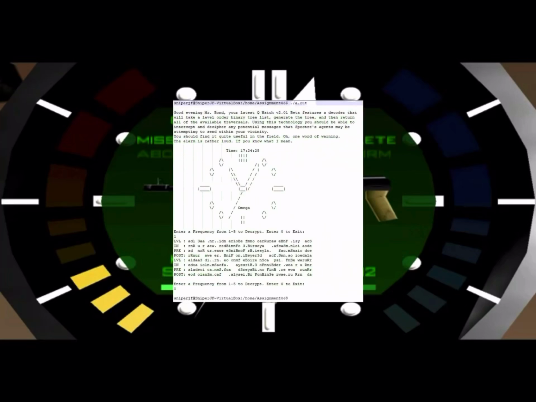You get a message saying, good evening, Mr. Bond, your latest Q watch has these features on it, and so on. And then there are 5 messages, which are the ones that you saw before, that you can try running on this program. You will generate level order, in order, pre-order, and post-order of the message, then mirror the tree and generate level order, in order, pre-order, and post-order again. And one of those, when you look at it, will make sense. It'll actually be a message in English. The other ones will look like garbage.